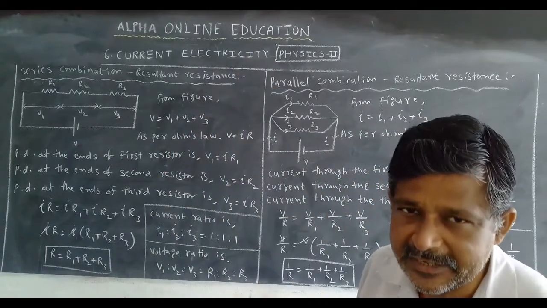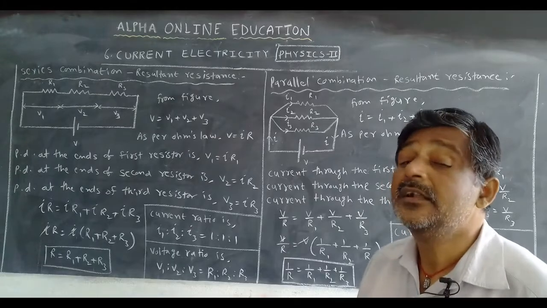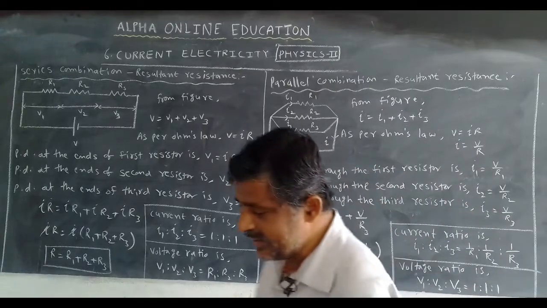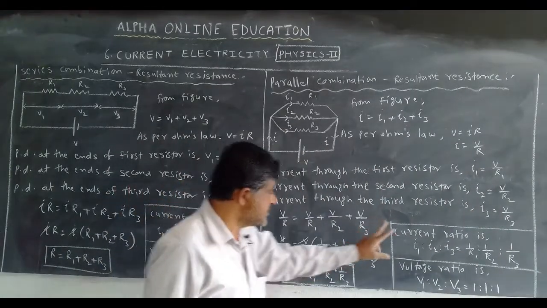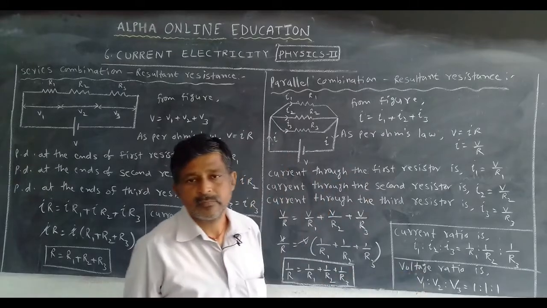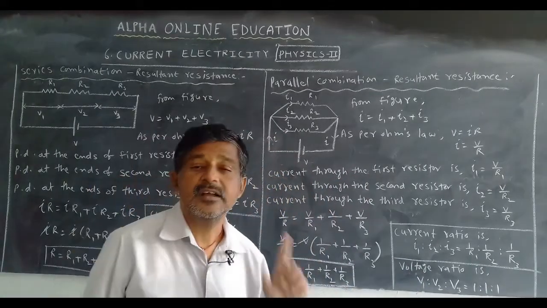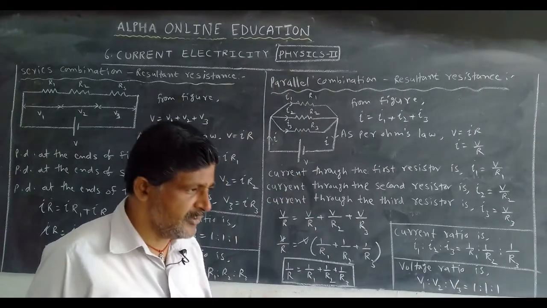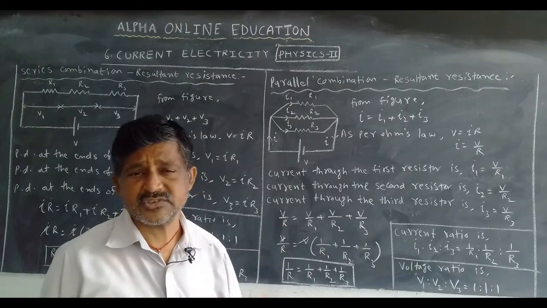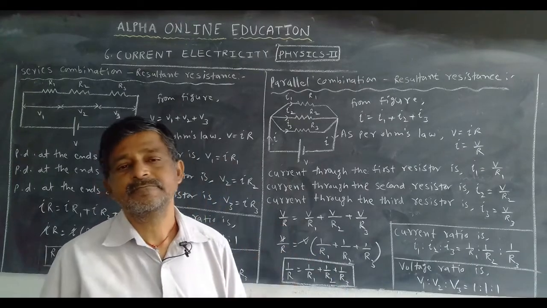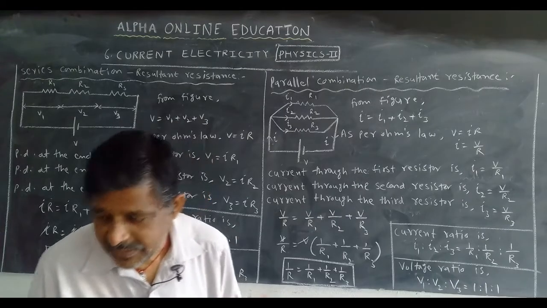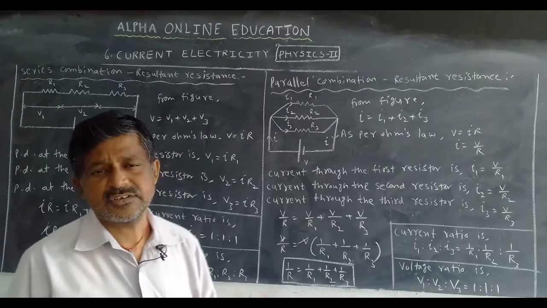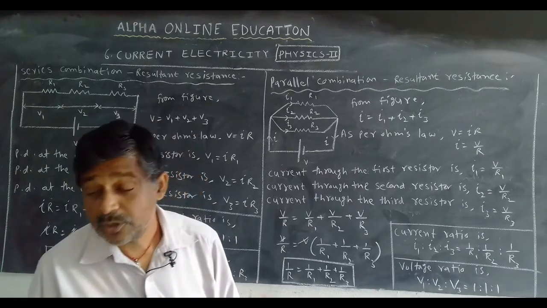When the resistors are connected in parallel, what happens to the resultant resistance? It decreases. Now, when the resistors are connected in parallel, again the 2 marks question is, what is the current ratio? What is the voltage ratio? When the resistors are connected in parallel, the current ratio is different. I1 is to I2 is to I3 is equal to 1 by R1 is to 1 by R2 is to 1 by R3. Then what about the potential ratio?